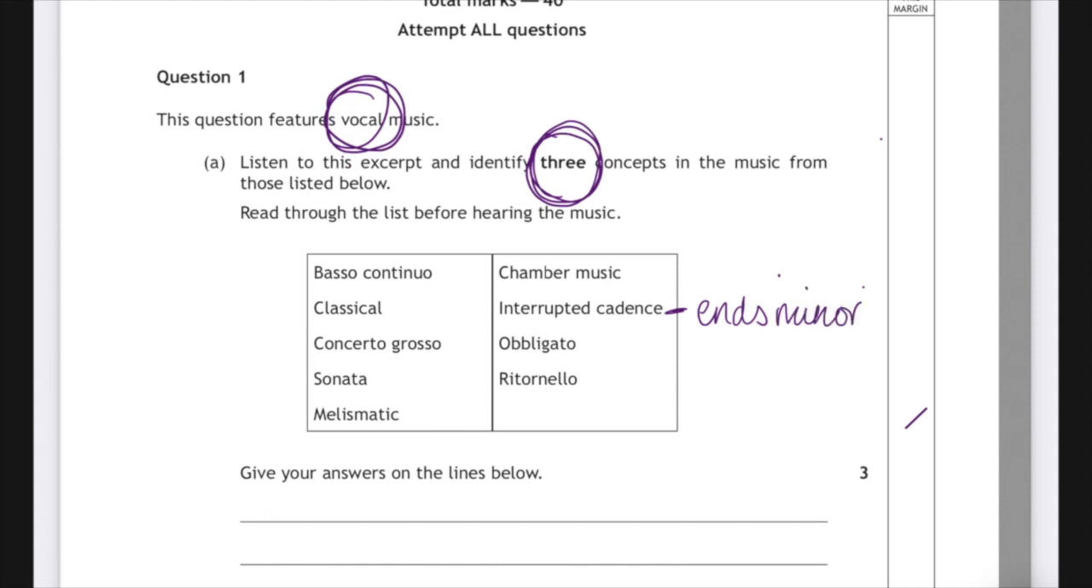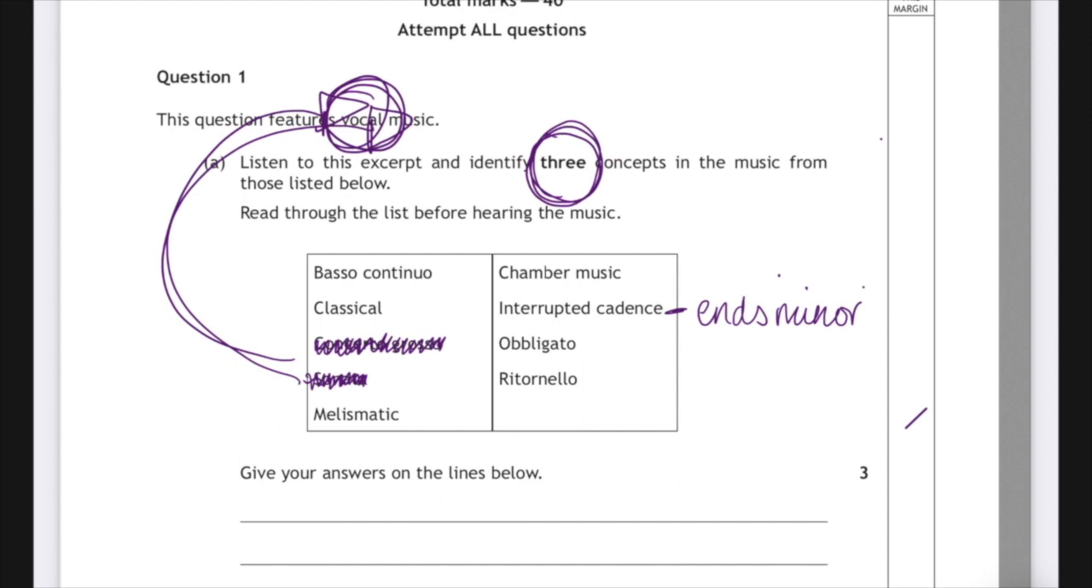While you do that, I'd like you to try and discount some. The first that jump out to me are concerto grosso. We know that concerto grosso is a concerto with a group of soloists from the Baroque period. That is not related to vocal music. Therefore, I can get rid of that. Similarly, sonata is a piece for solo piano or solo instrument with piano, which is not related to vocal music. Therefore, I'm going to get rid of that straight away.